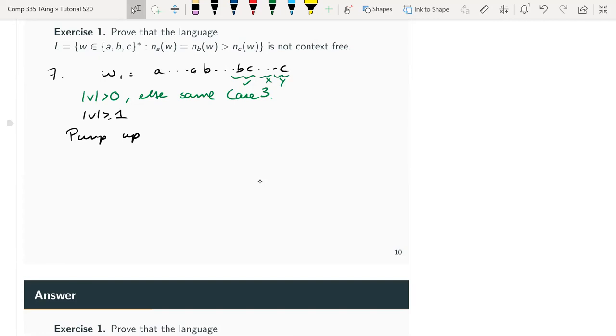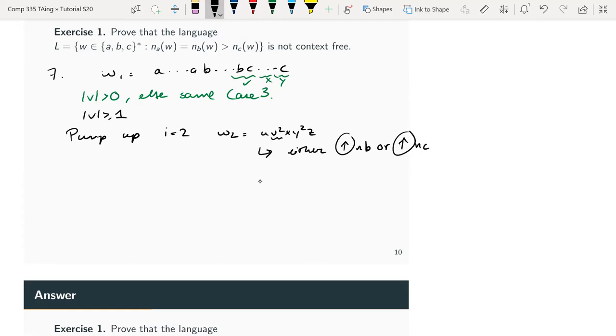So if I pump up, let's say I pick i equals 2, then I get W2 as U, V2, X, Y2, Z. So I'm adding an extra V to my string W1. That means I'm either increasing the number of B's, or increasing the number of C's, because it's not an exclusive or, it could be both. If I increase the number of B's, then the number of B's is going to be greater than the number of A's. That's going to be a contradiction.